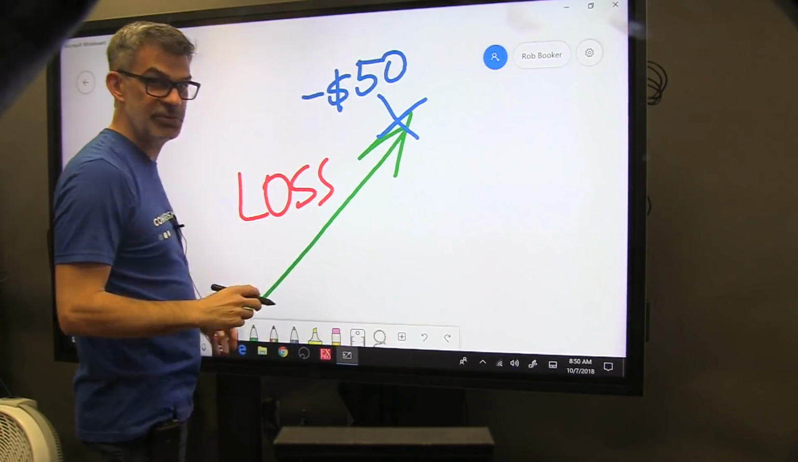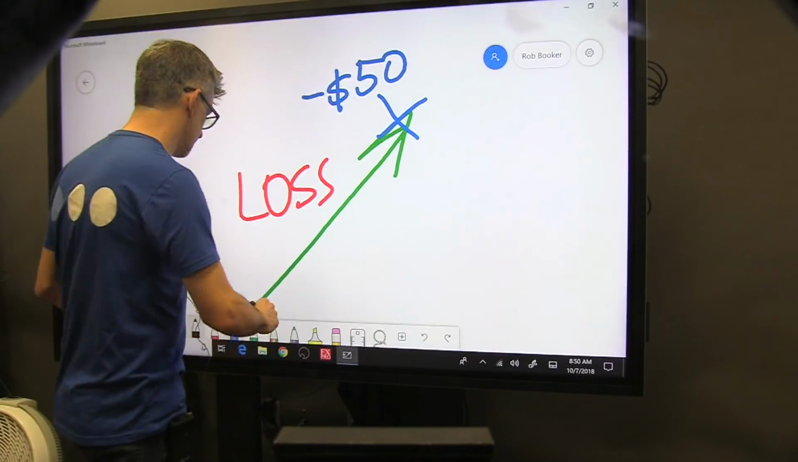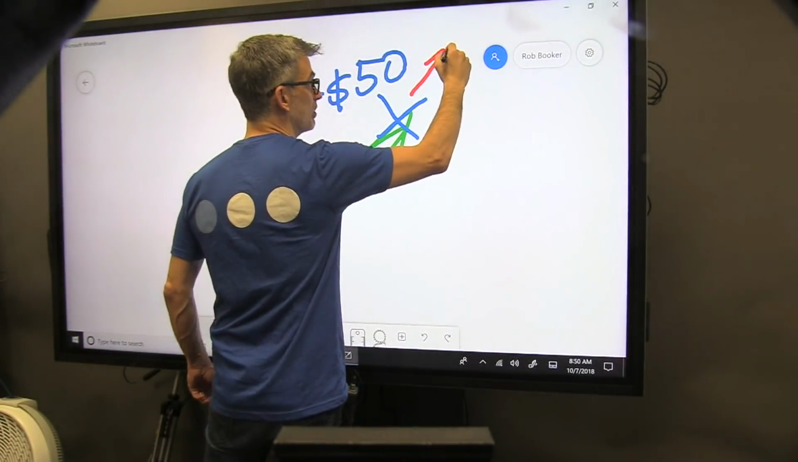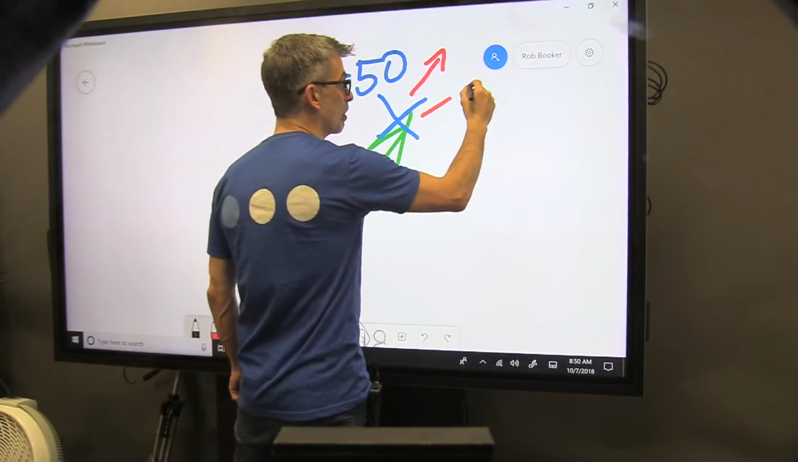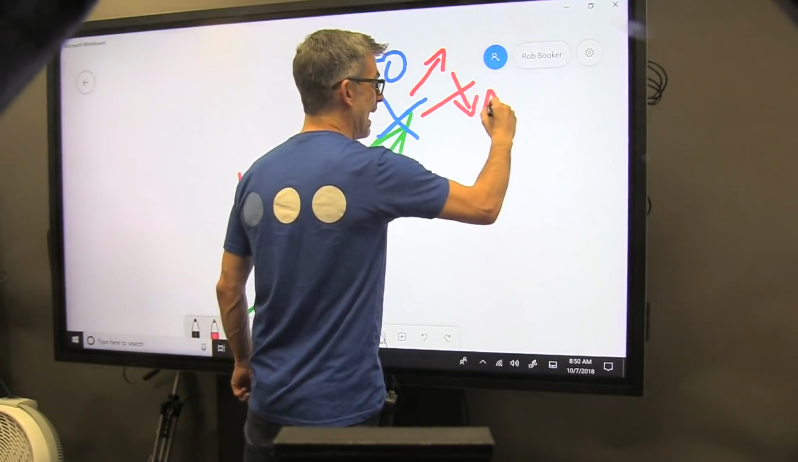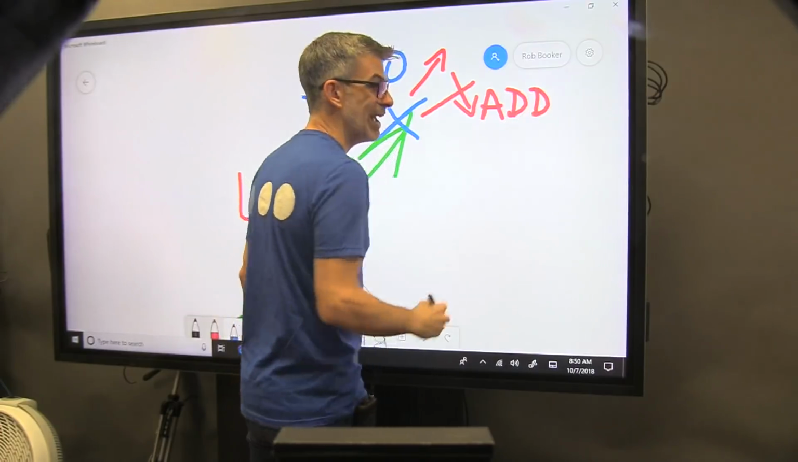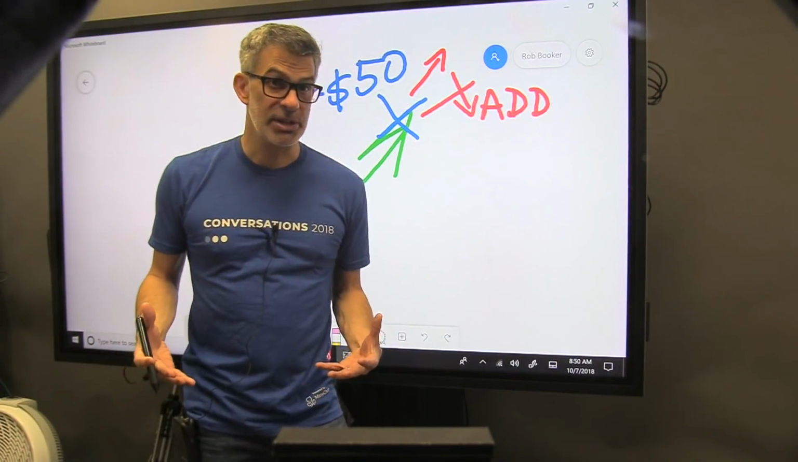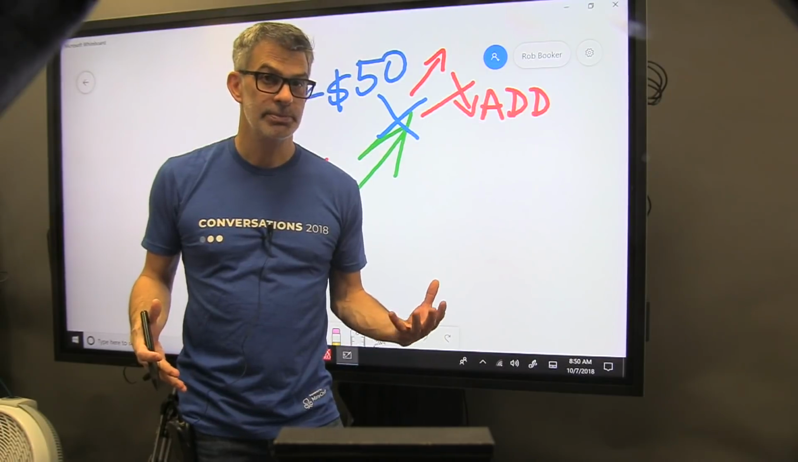So I've now lost 50. Let's just say it's $50, whatever it is. What I'm going to do at some point in time as it travels upward, and then maybe it breaks through a trend line, I'm going to add again after things have finally started to move in the direction that I originally thought they would.